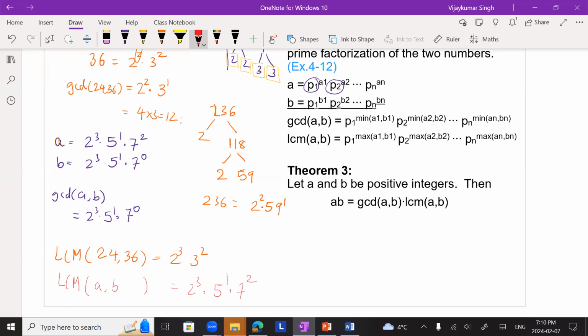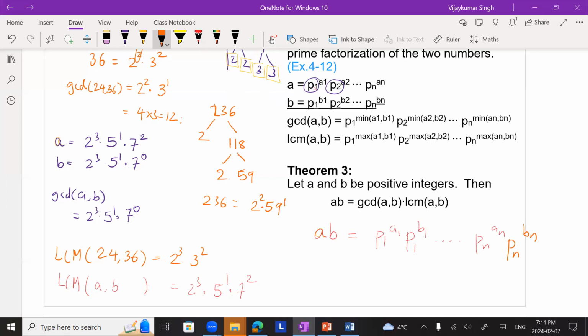Well, think about it. Let's multiply A and B. We'll get P1 to the power A1 times P1 to the power B1, all the way to Pn to the power An times Pn to the power Bn. Do you agree? I just combine all the primes together to see.